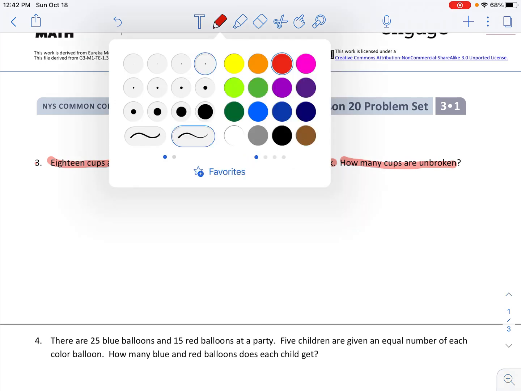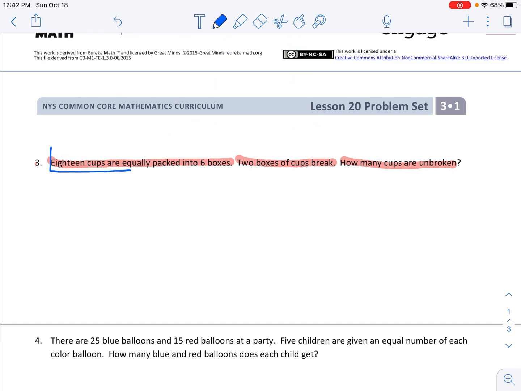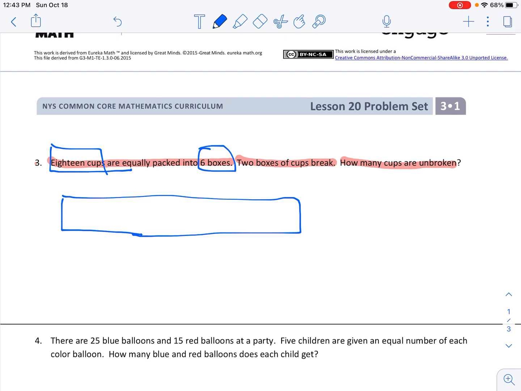So the first part of my problem tells me that I have 18 cups into 6 boxes. So I'm going to draw the boxes. I'm going to draw my tape diagram. That's what I'm going to use. I have 6 boxes. Now there's 6 boxes, and I have 18 cups in those boxes. 1, 2, 3, 4, 5, 6, 7, 8, 9, 10, 11, 12, 13, 14, 15, 16, 17, 18.